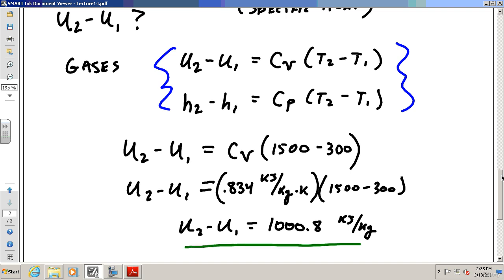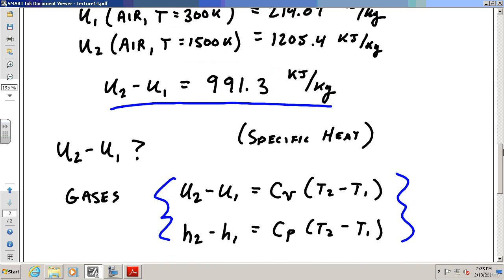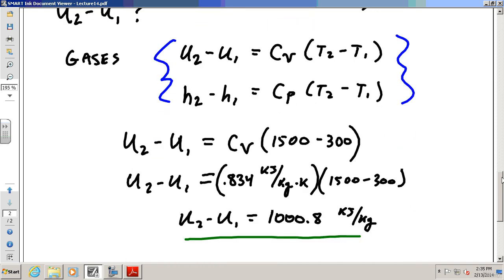Do you think there's pretty good agreement between this formula and what the tables told us for U2 minus U1? Pretty close, right? The tables told me 991. Using specific heats, I got 1000.8. I'm pretty happy with that. Remember, this is thermo. If we're within a few percent, we're happy. We're not trying to get everything perfect.